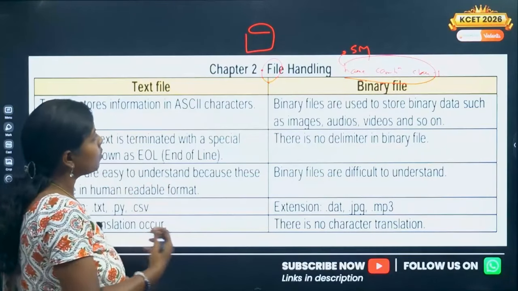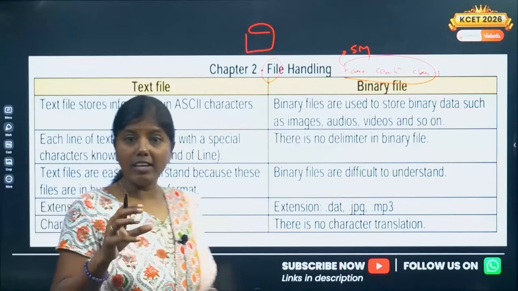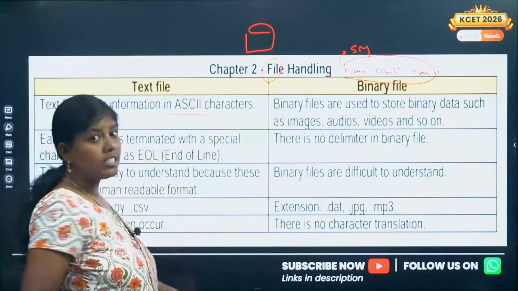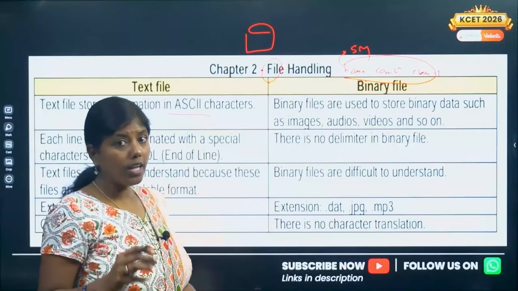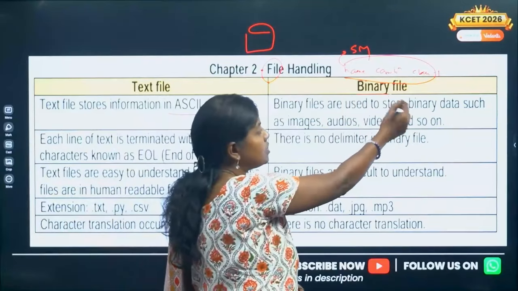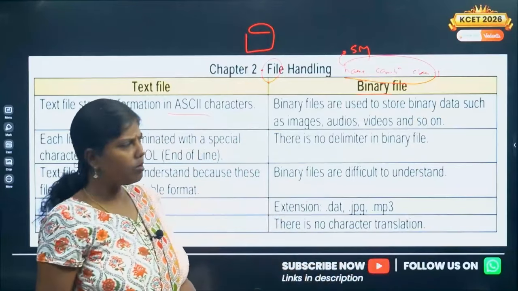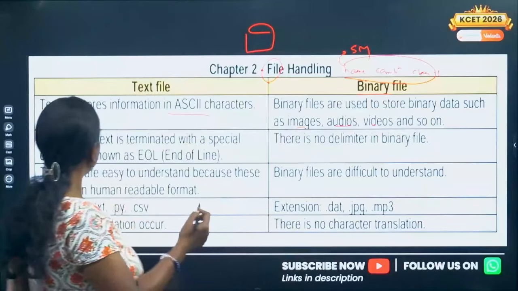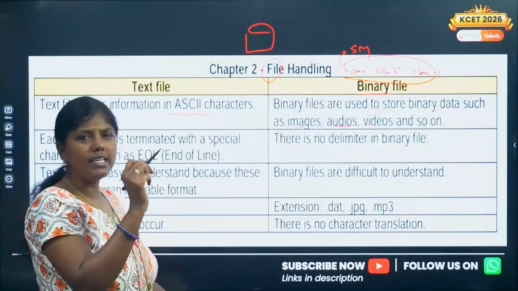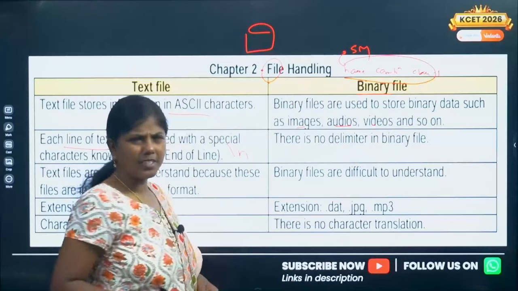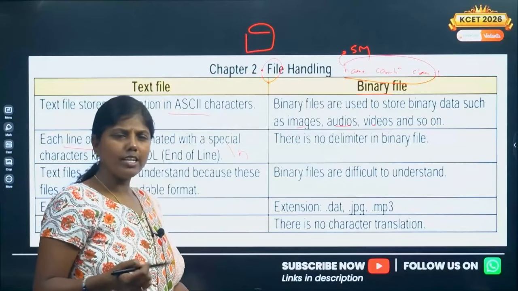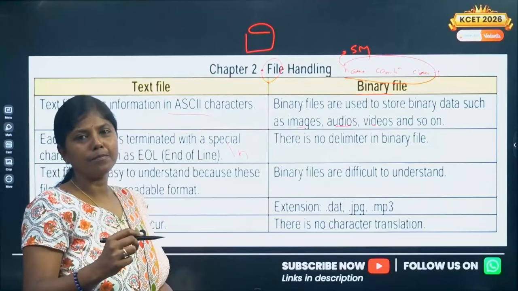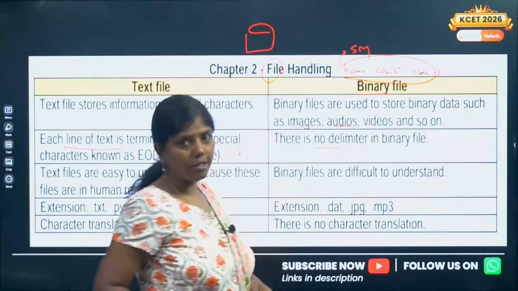Okay, so we'll just understand the two types of files. We have text files and we have binary files. A text file basically stores the information in terms of ASCII characters. You have to remember here, in case of binary files, it's going to be in terms of binary only, zeros and ones only. So it can be images, audios, videos, or so on. Similarly, in a text file each line is terminated by an EOL, that means the slash n character. It can be anything apart from this, it can be slash t or slash n. There should be a separate EOL after every line. But there is no such delimiter in the binary file.